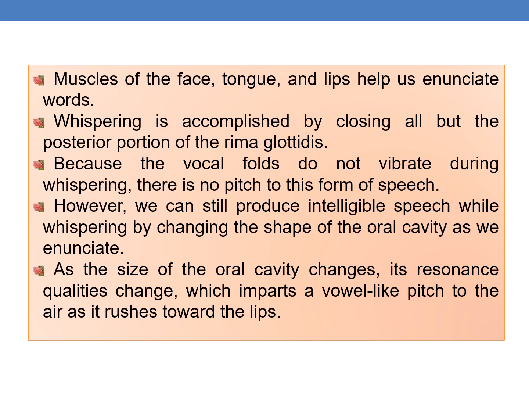The muscles of the face, tongue and lips help us enunciate words. Whispering is accomplished by closing all but the posterior portion of the rima glottis. Because the vocal folds do not vibrate during whispering, there is no pitch to form speech. However, we can still produce intelligible speech while whispering by changing the shape of the oral cavity as we enunciate.